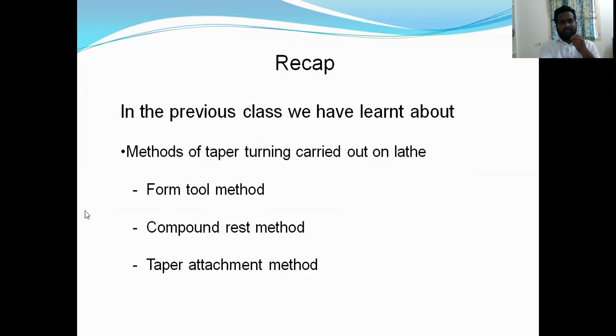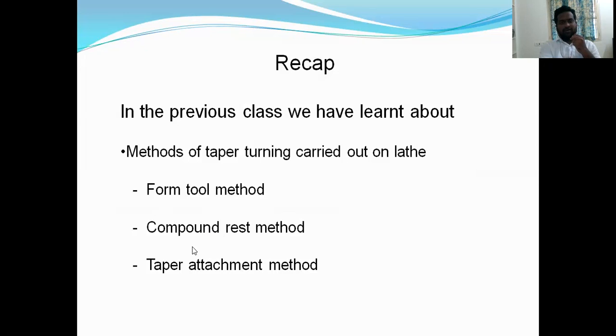In these two methods, the length is the problem. Why? Because in the form tool method, the tool has some width, and with that width only we produce the taper shape on the workpiece. So here the length is limited. To overcome this problem, we use the compound rest method. Here also the length is limited, right?